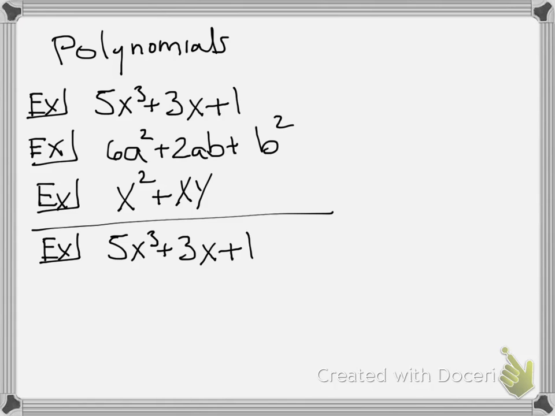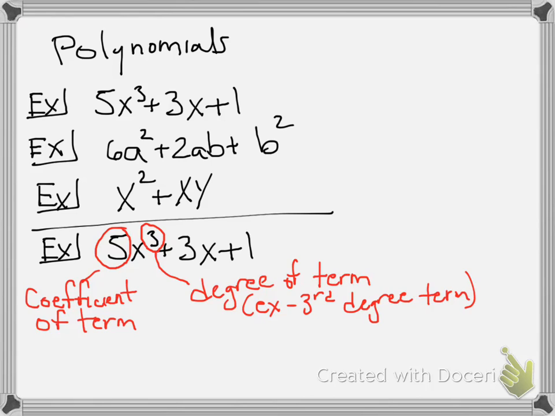Let's look at the example 5x cubed plus 3x plus 1, and let's get some of the nomenclature out of the way. Each term, and what I mean by term is I'm looking at like this. 5x cubed is a term within our polynomial. It has a coefficient of 5. So this is the coefficient of our term, and the coefficient is simply a number in front of your polynomial. You also have the degree of the term. So in this case, this is our degree 3, or our third degree term.